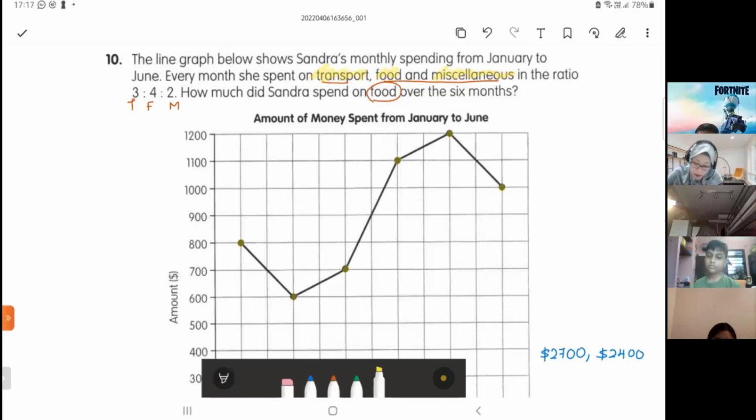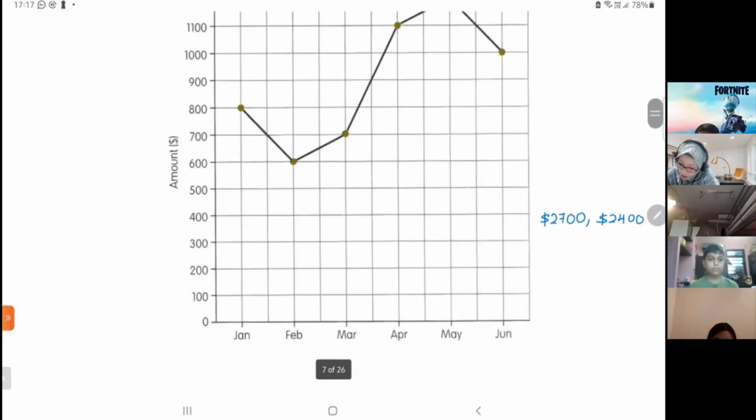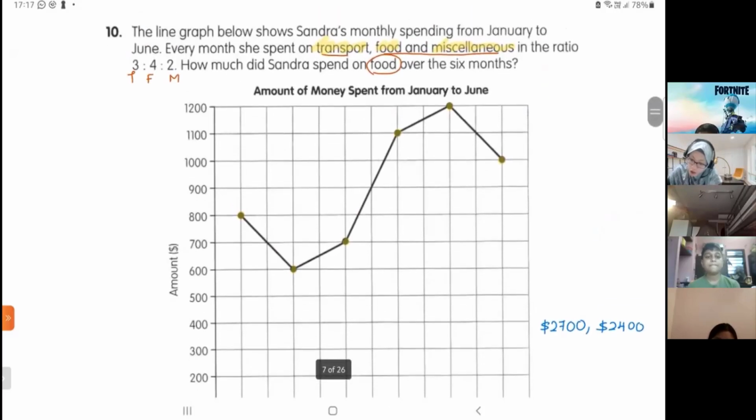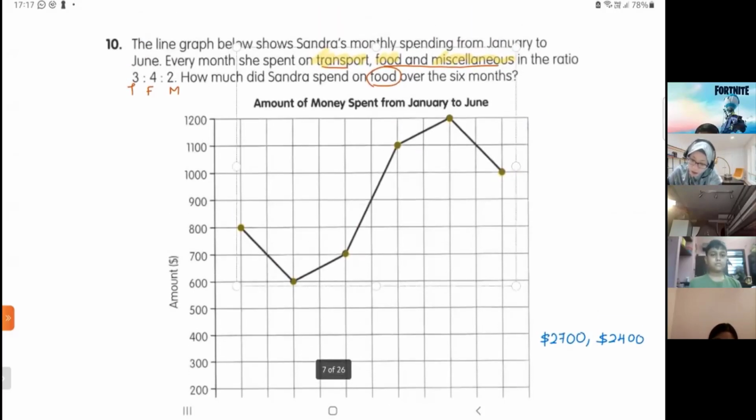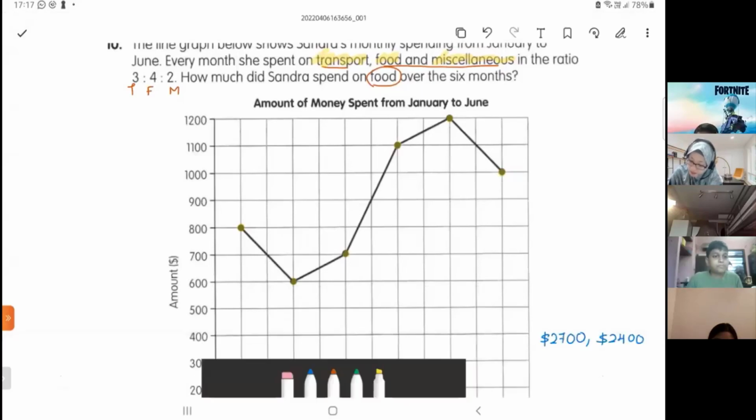Okay, so let's look at where the months are. The months are January to June. So I will just show over here. All right, so let's do the numbering first. January is 800. Then here is 600, 700, 1100, 1200, and 1000.